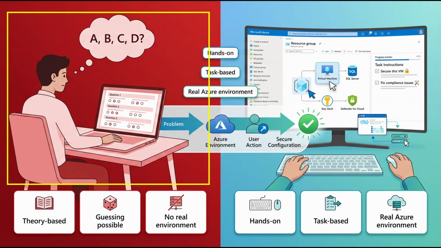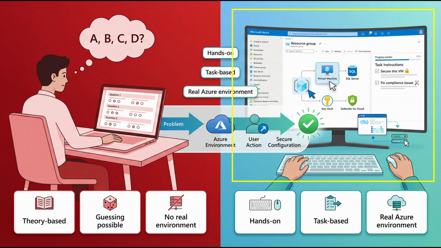On the left-hand side, you see a student staring at a screen. There they get A, B, C, D as options. And he's thinking maybe option B would be correct, or C. And that's how most Microsoft exams work with objective questions. You read a question, eliminate two options, guess the answer, and move on. Even if you are not 100% sure, you can still pass.